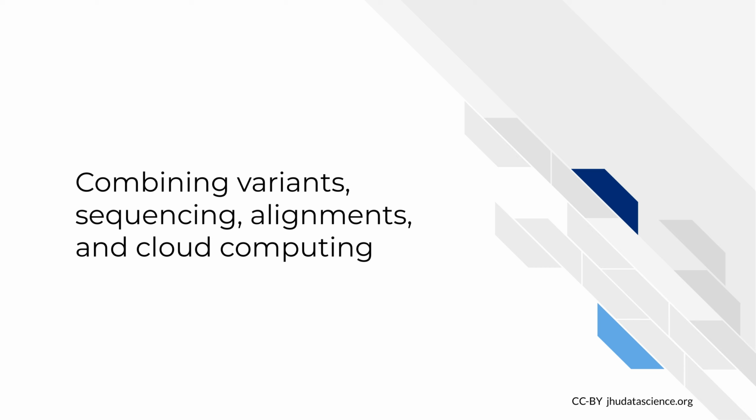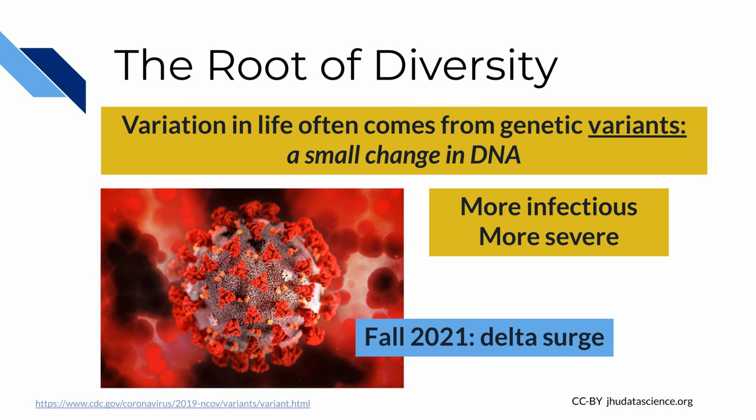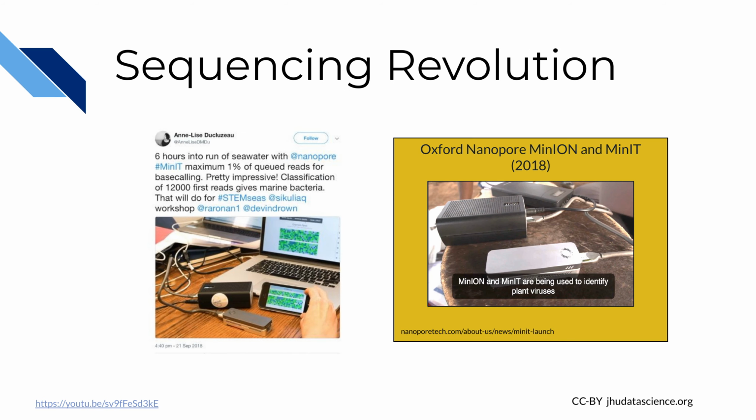Finally, let's review everything we've learned about variants, sequencing, alignments, and cloud computing. Variation in life often comes from genetic variants. These are small changes in DNA. Sometimes these changes don't do much. Other times they can lead to changes in the way an organism or virus behaves. For example, the Delta variant of SARS-CoV-2, which surged in fall of 2021, is more infectious and causes more severe disease.